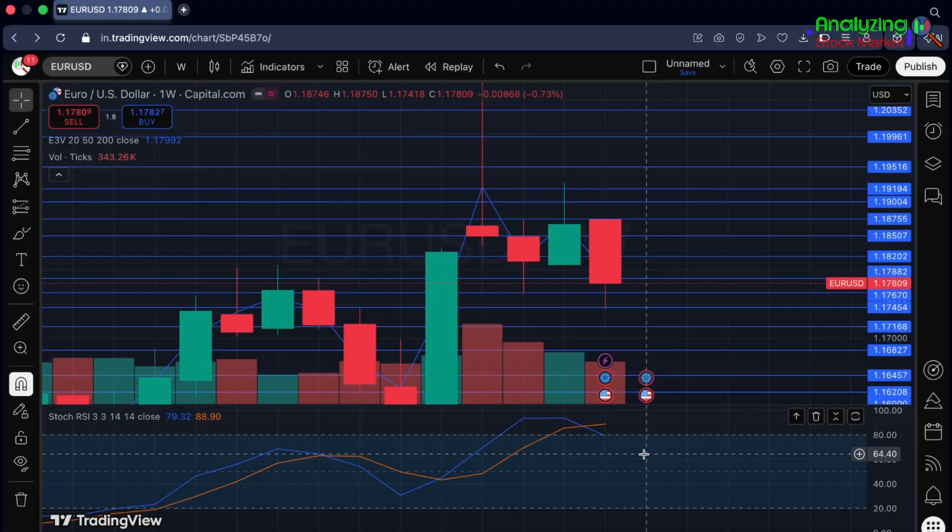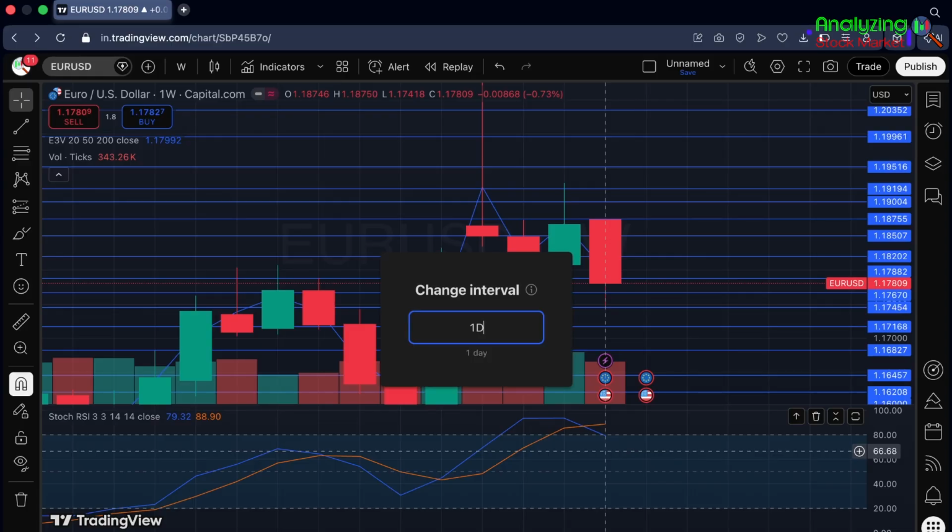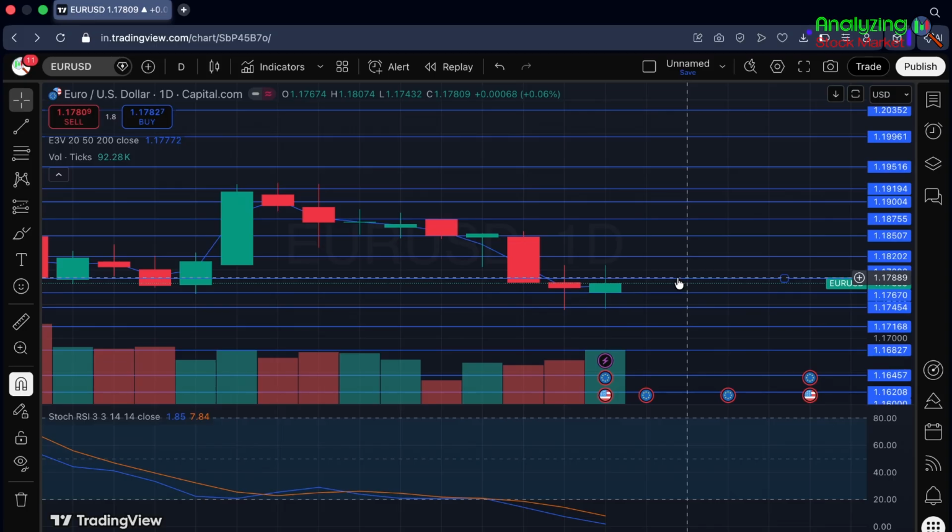But remember, as we always say, we should not only look at RSI or the indicators, we should also look at other factors which move the pair, like any news or important events, and then make a decision according to that data. So now let's mark some important support zones and resistance zones on a 1-day chart. So here this is a 1-day chart.